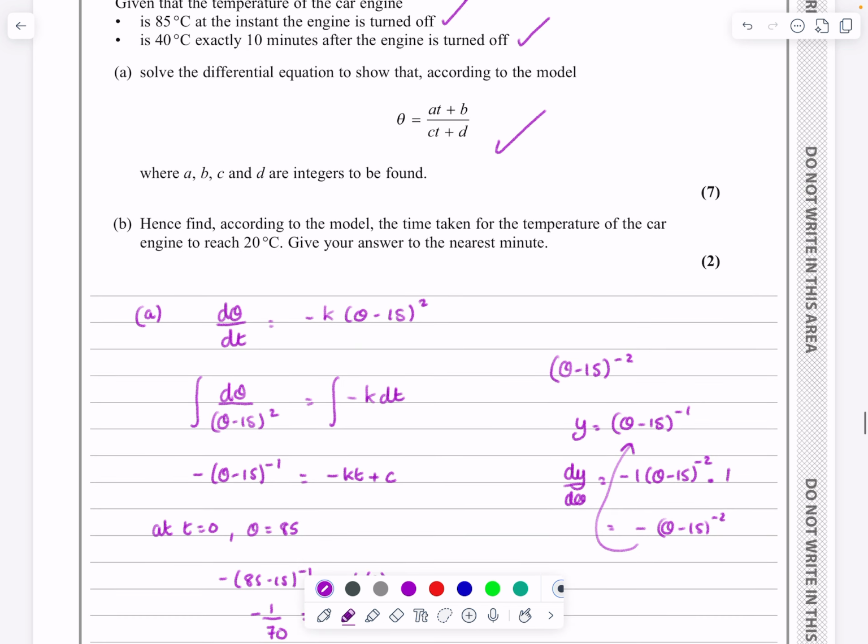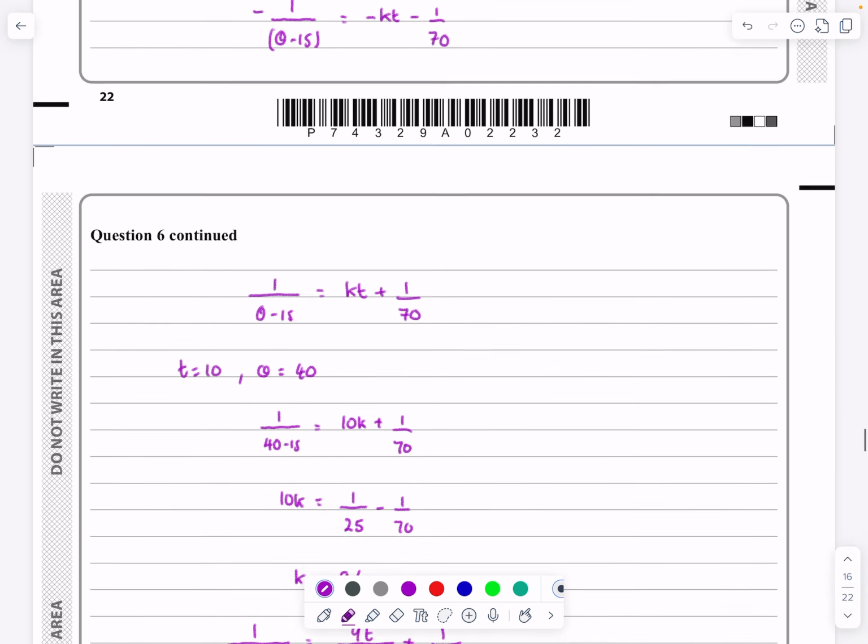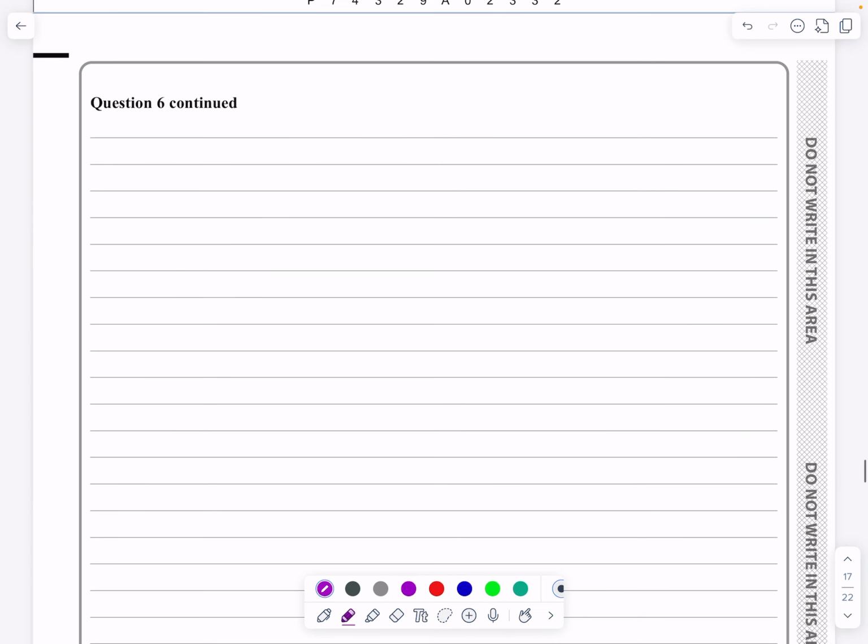What does part B ask? Hence, finding according to the model the time taken for the temperature of the car to reach 20 degrees C, and give your answer to the nearest minute when we get that far. Not surprising that they asked me, once I've got one of these equations, no matter how difficult the equation is, to just sub something in and use it. In this case, actually, it's not too bad, because it's just saying theta is equal to 20.